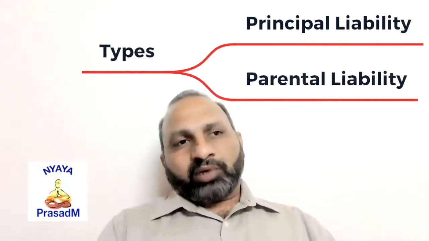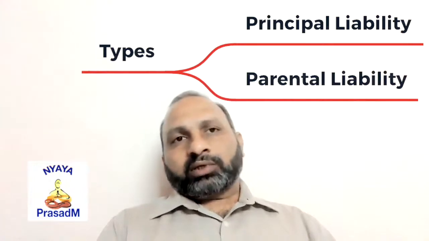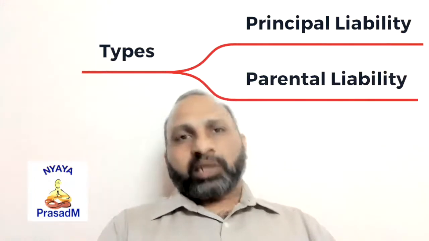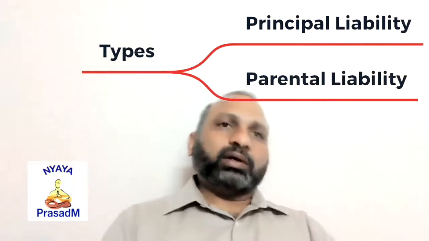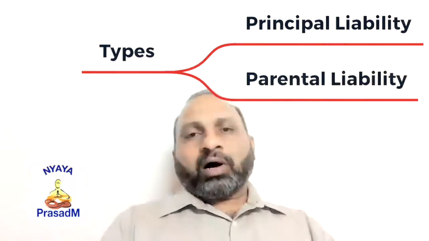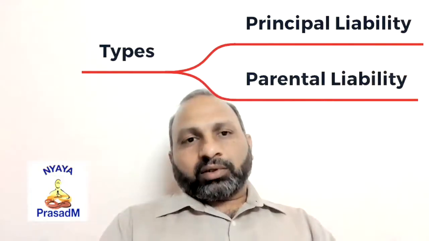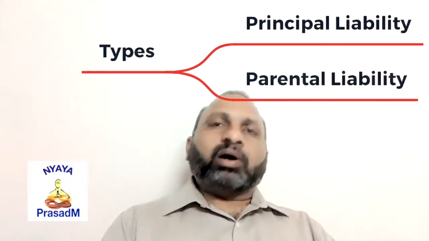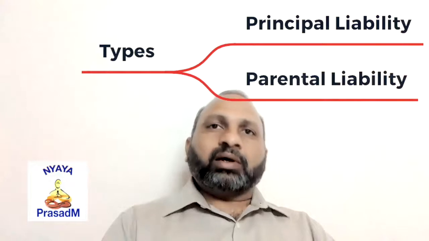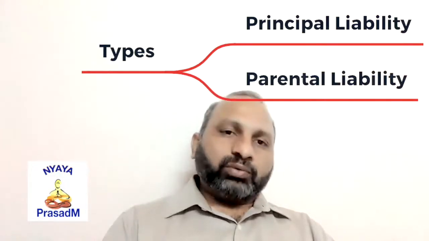And the other liability is parental liability, which means parents or the natural guardians or the guardians who are appointed are liable for the acts committed by the people or the children or the child under their control. That's the parental liability. So there are certain exceptions to vicarious liability. Let's see what the exceptions are.